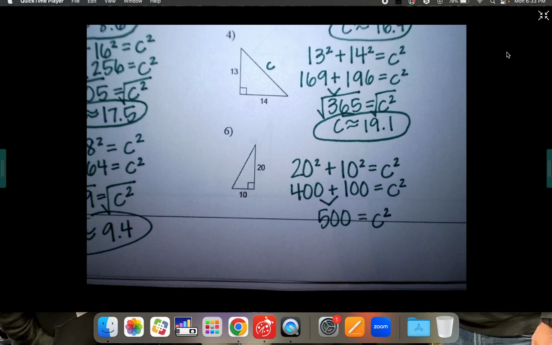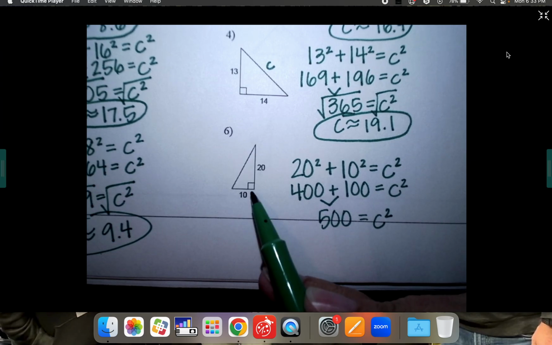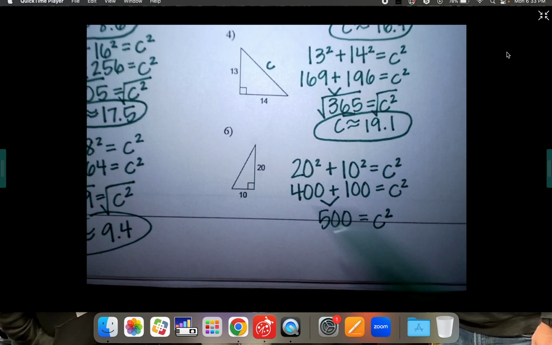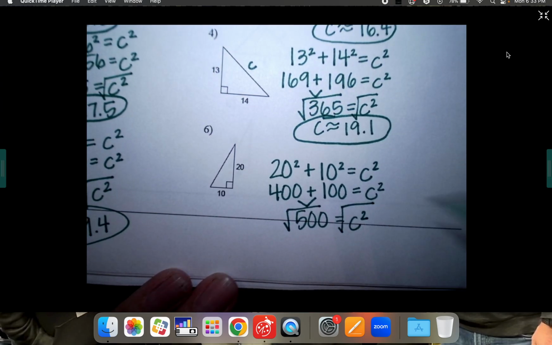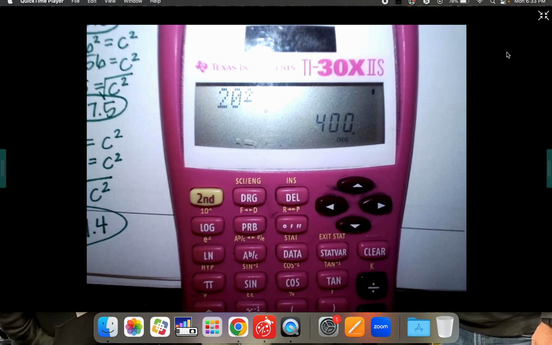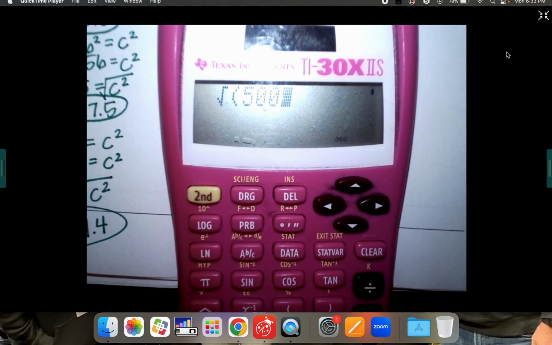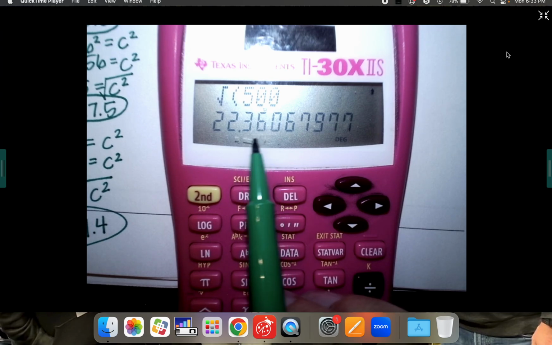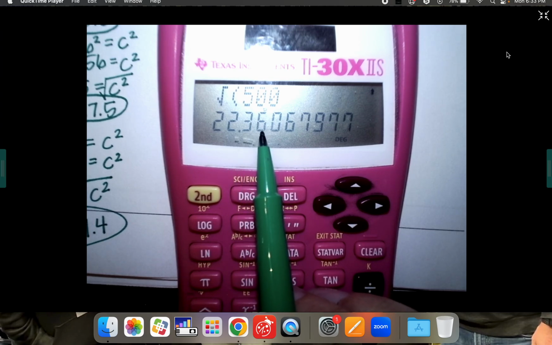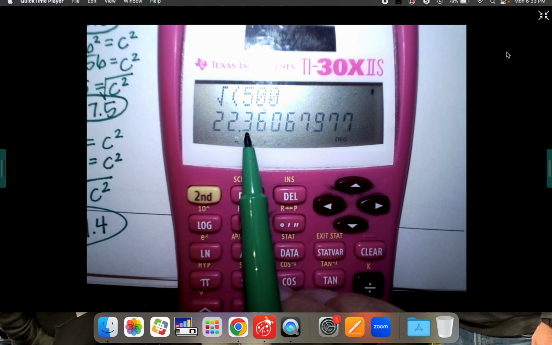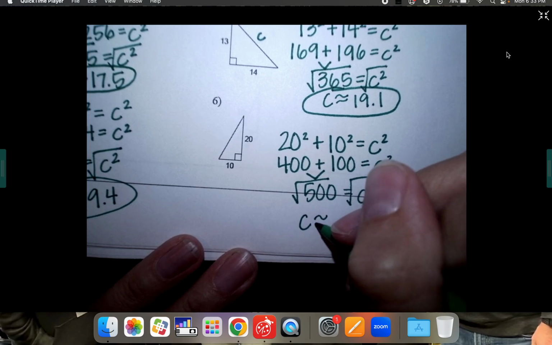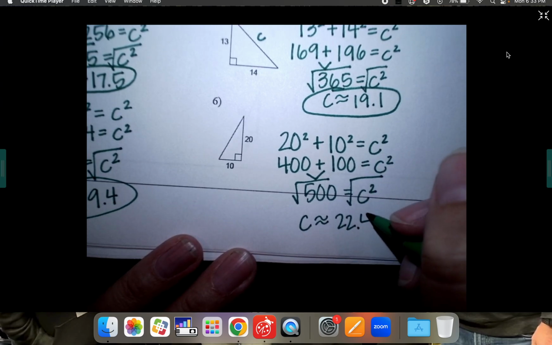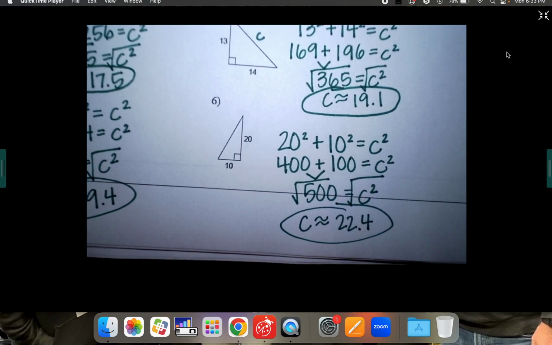And 500 is definitely not a reasonable answer for this missing side length, the missing hypotenuse. So I'm going to square root it to get a reasonable answer. So the square root of 500 is 22, the 3 is going to get bumped up to a 4 because this is 5 or above. So 3 becomes 4. So 22.4. So C is about 22.4, and that is a reasonable amount.